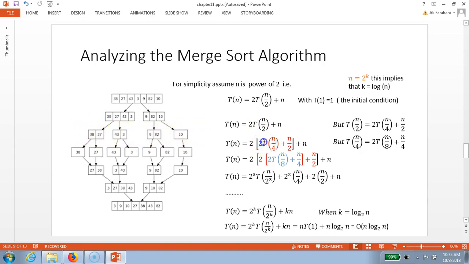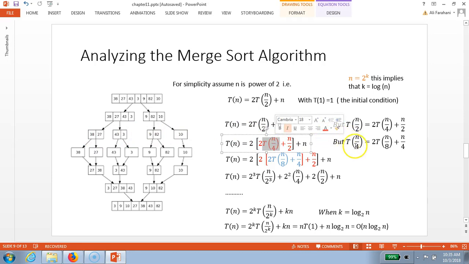Now, how do I expand t of n over 4? There it is. What is t of n over 4? Again, going back to this formula, this means it's twice t of n over 8, dividing n over 4 by 2. That gives me n over 8 plus n over 4. So I go back to the equation and expand t of n over 4 by its expansion. And this is the expression that I have. Now at this point, we'll try to simplify this expression.